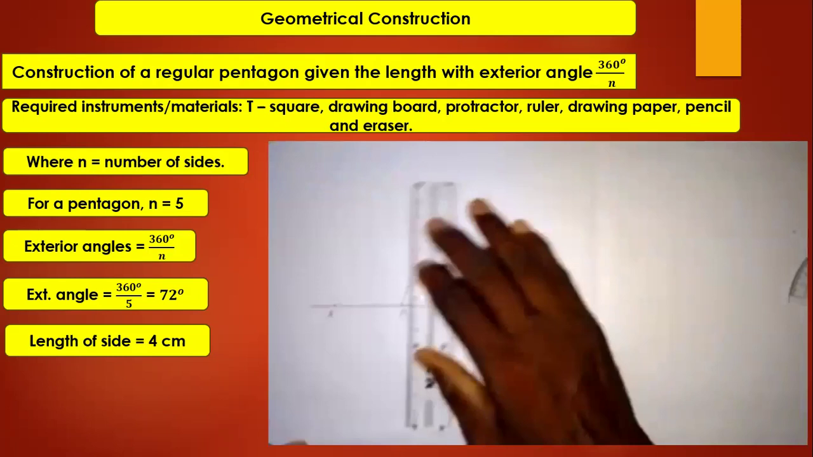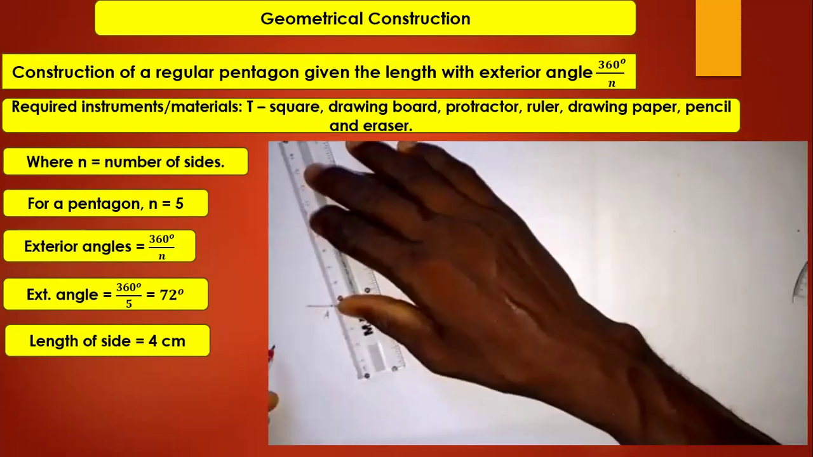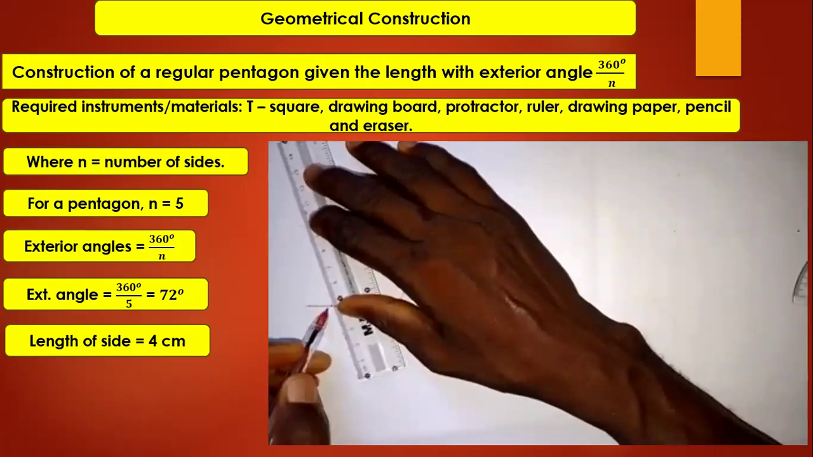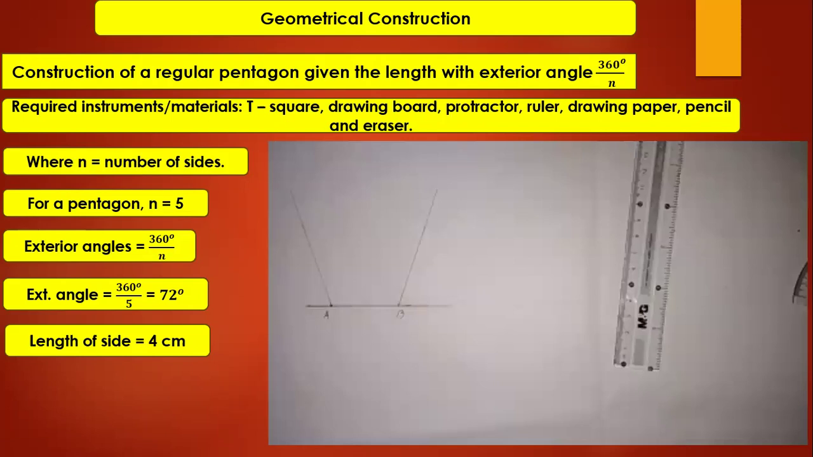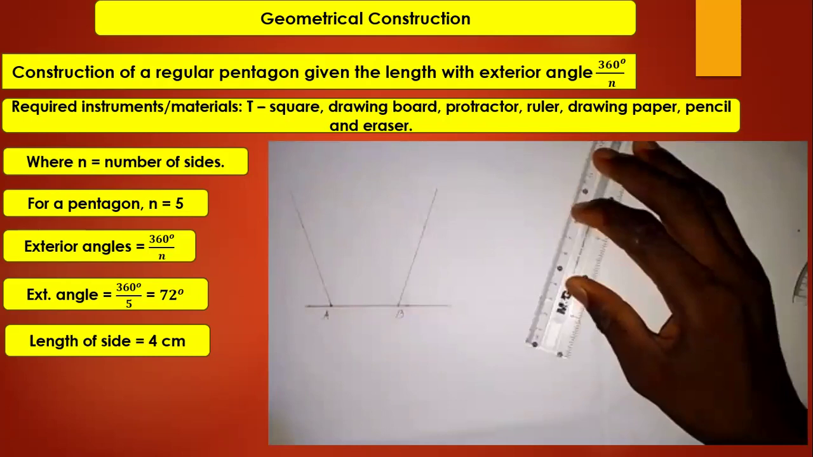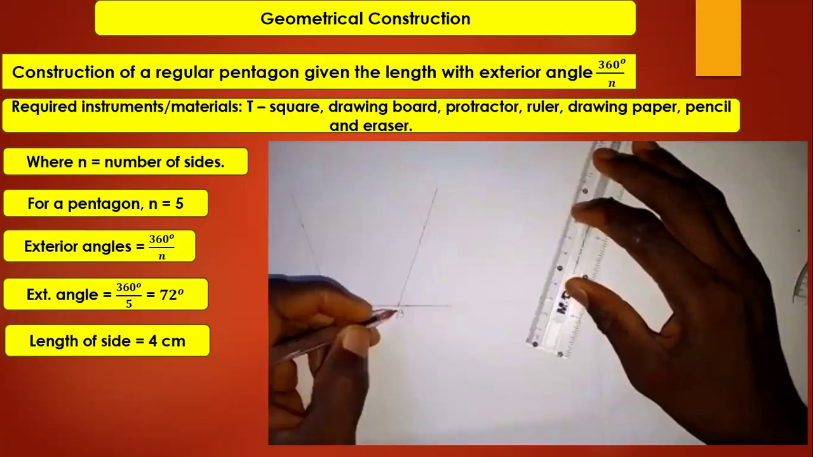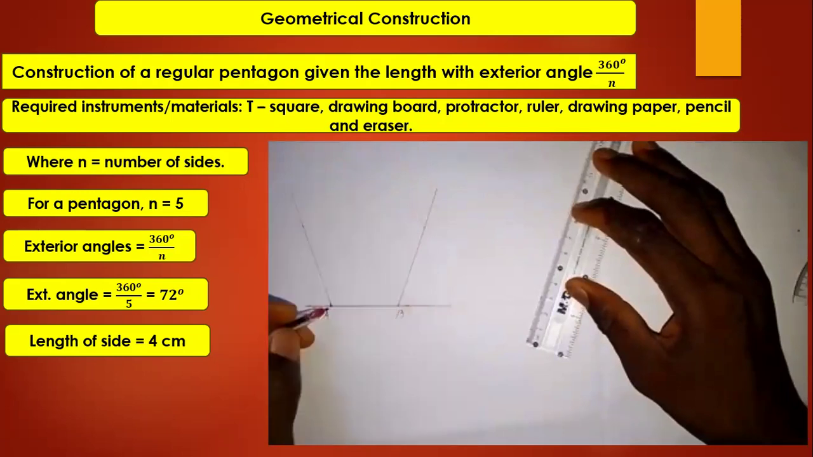Also, point A and this point, we join them together. Make sure you can see the 2 points clearly. Then you draw a line from A to pass through the points. Now the next thing we are going to do is locate point C and point E. So point C will be on this line.